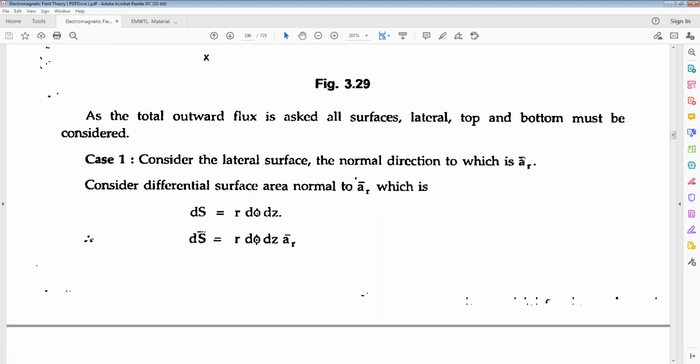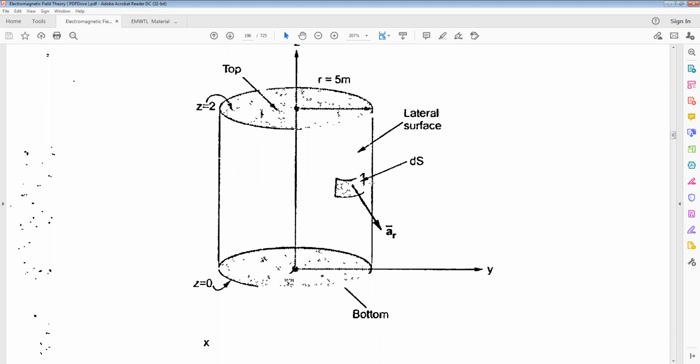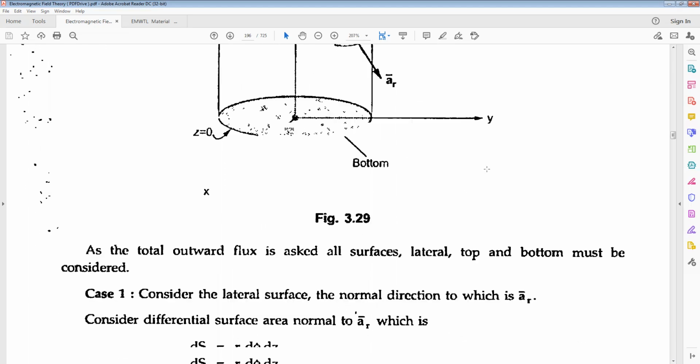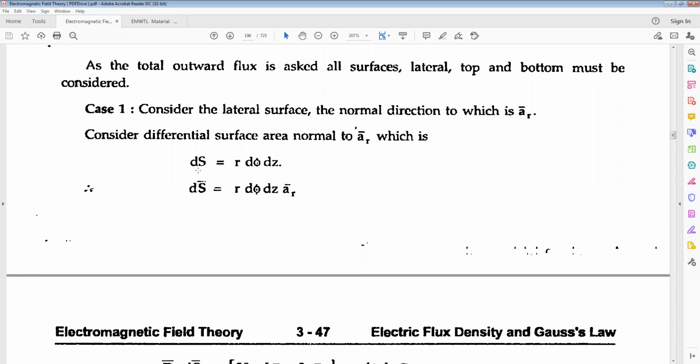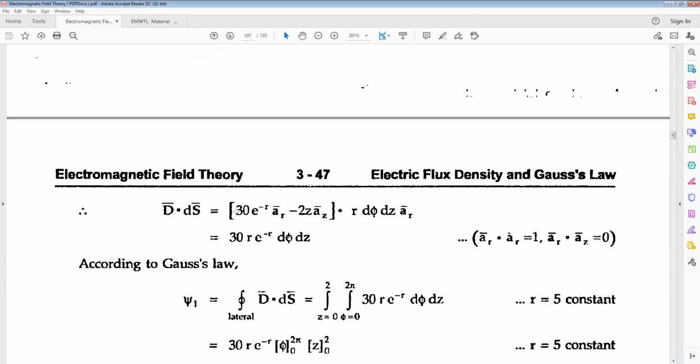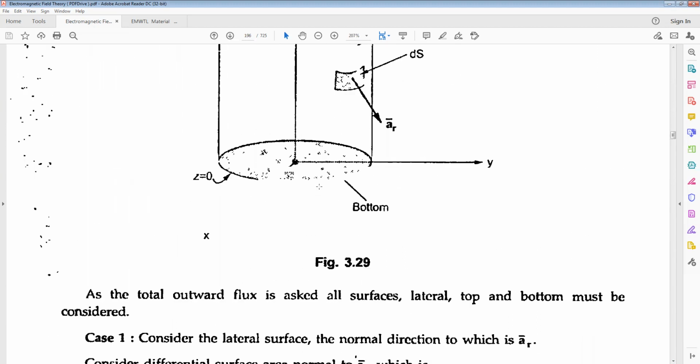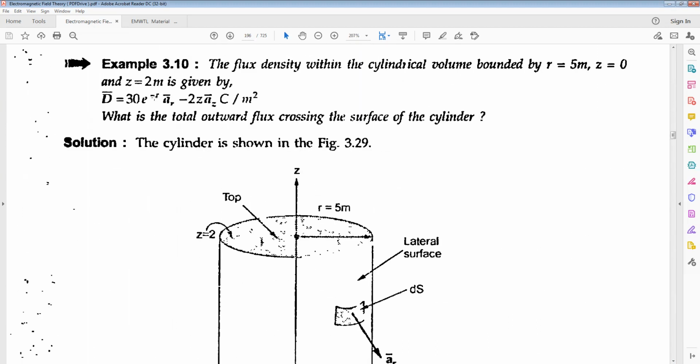The normal direction is aR. The lateral side means definitely you get the aR bar only, along the aR bar direction. The differential surface here, because it is a cylindrical coordinate system, dS r bar is equal to r dphi dz aR bar. When it is in the vector form, r dphi dz aR bar, lateral side. And D bar dot dS bar, where D bar is given as 30 e power minus r aR bar and minus 2z aZ bar.